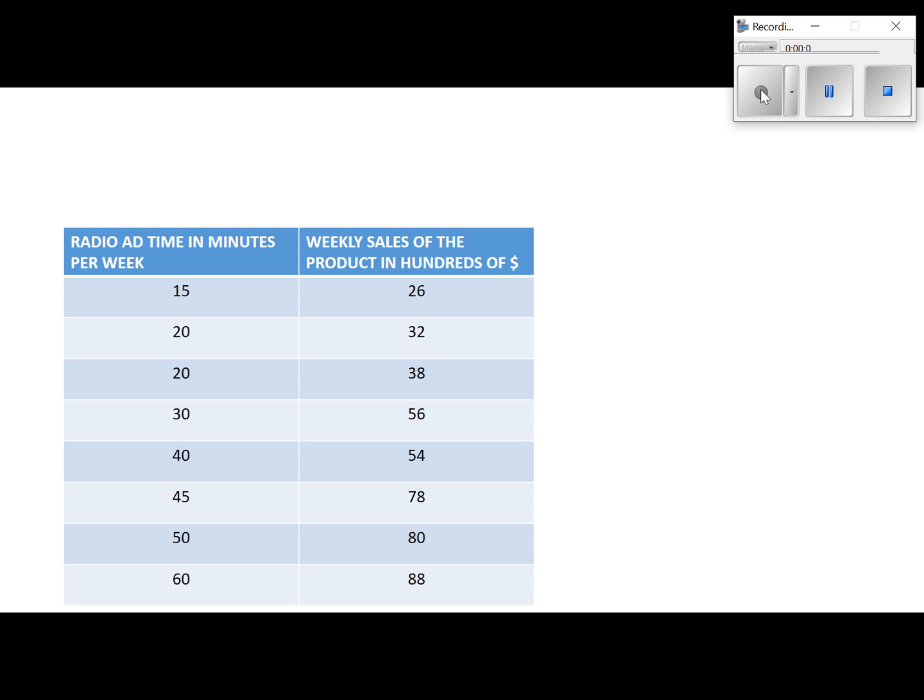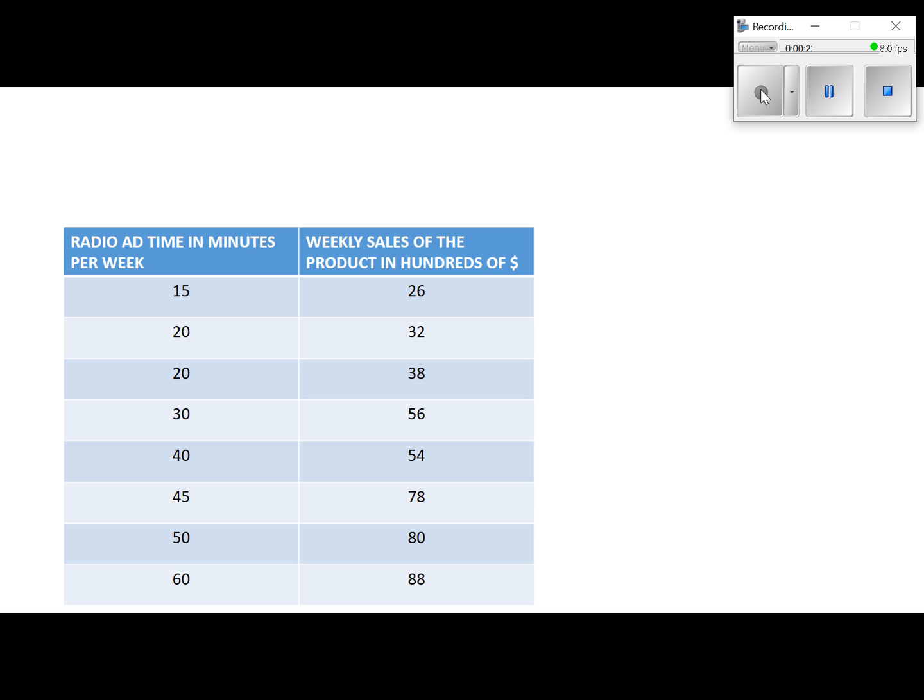Examples for section 9.3 in problem stats. This problem says a researcher collects the data shown and concludes that there is a significant relationship between the amount of radio advertising time in minutes per week and the weekly sales of the product in hundreds of dollars.